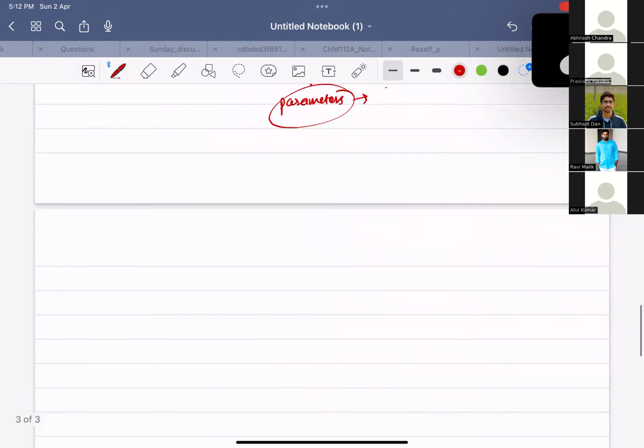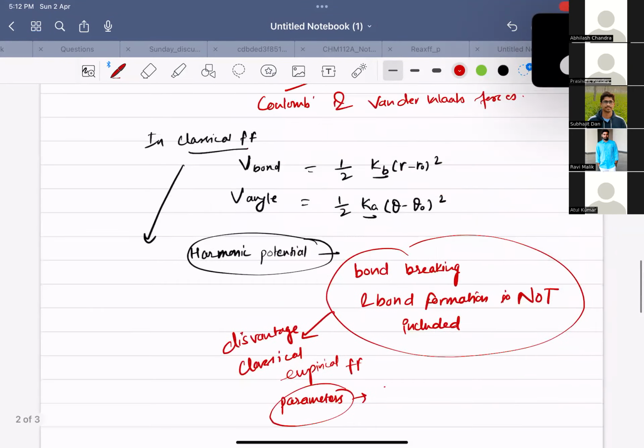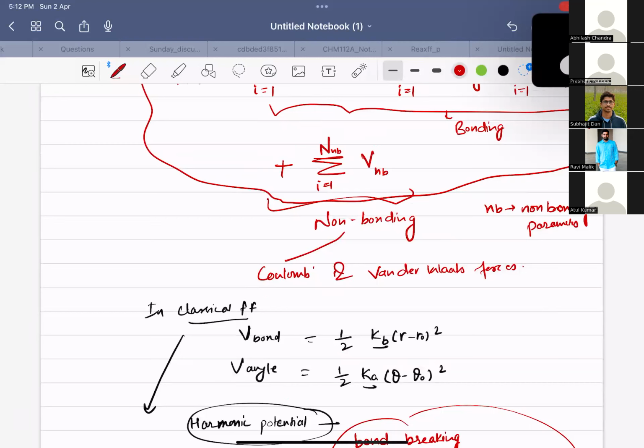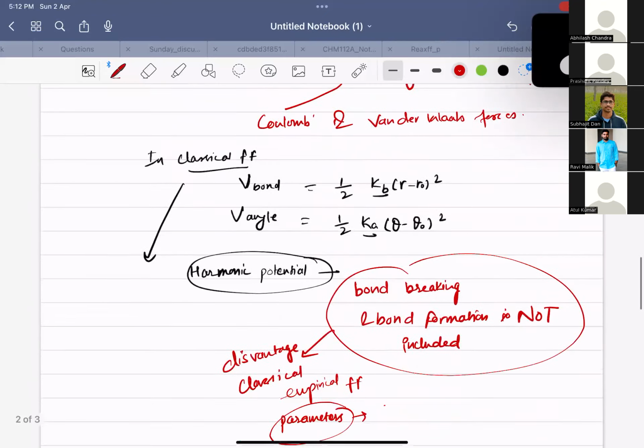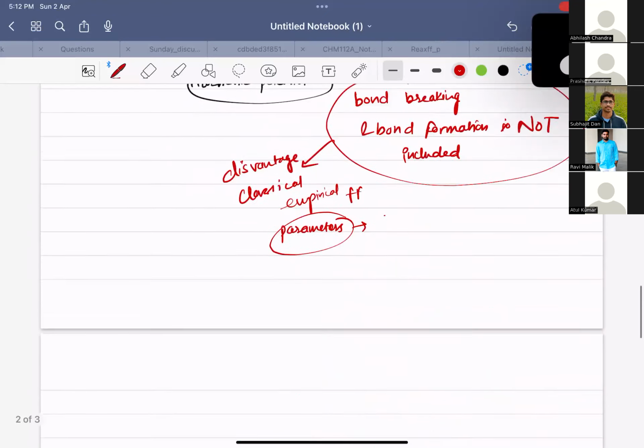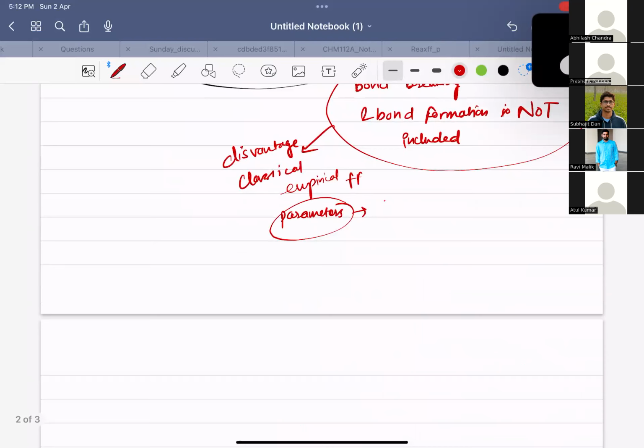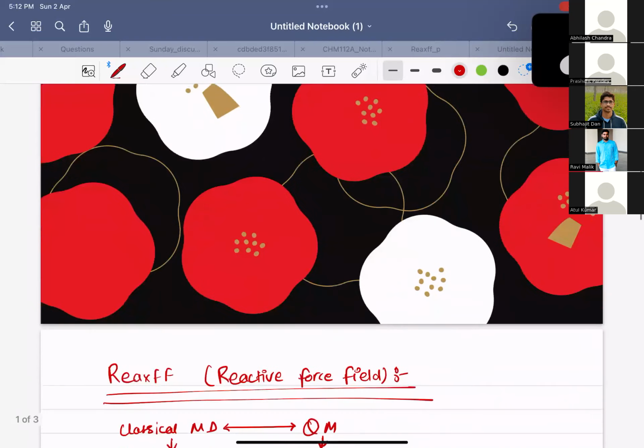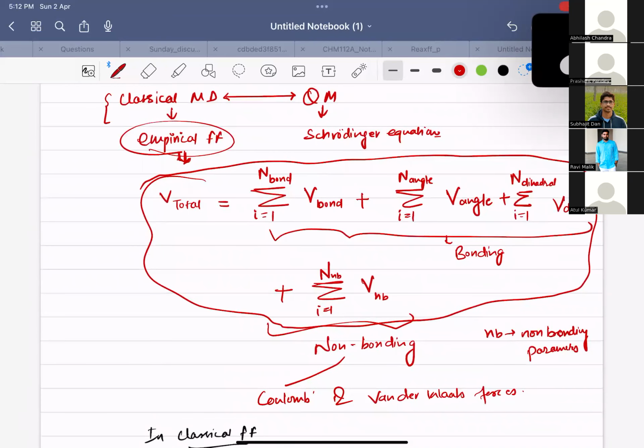Now, all these non-bonding parameters, the van der Waals and the Coulomb potentials, have the general form, as we know. Now I'm going to quickly talk about the quantum mechanical perspective. First I talked about the classical molecular dynamics simulation. Now I'm going to talk about the quantum molecular dynamics simulation, in which we solve the Schrodinger equation.